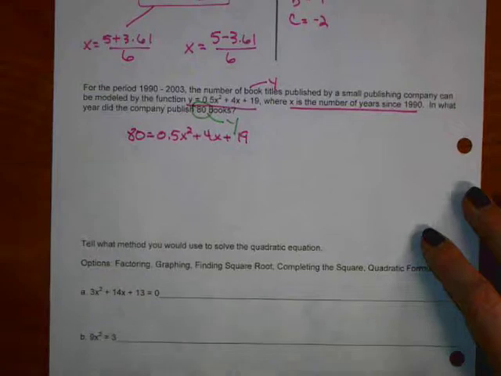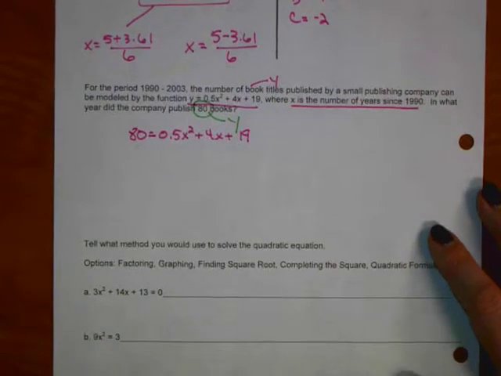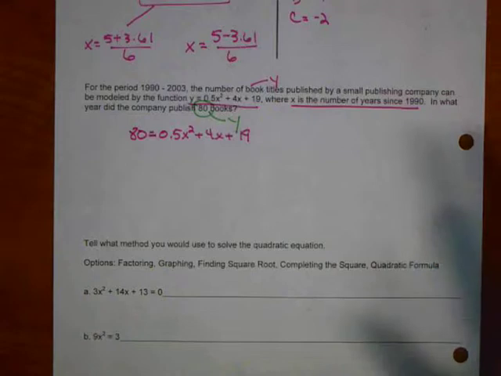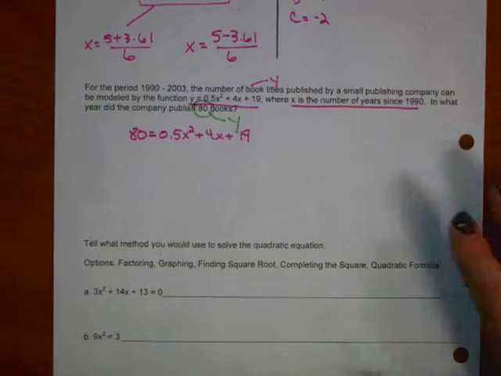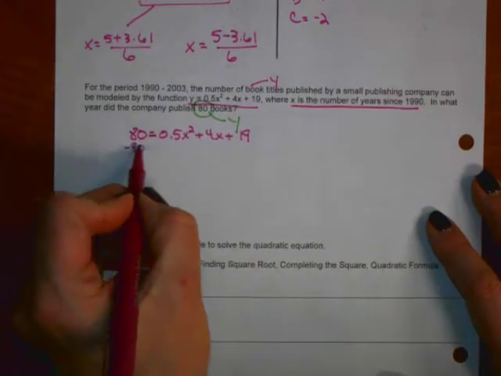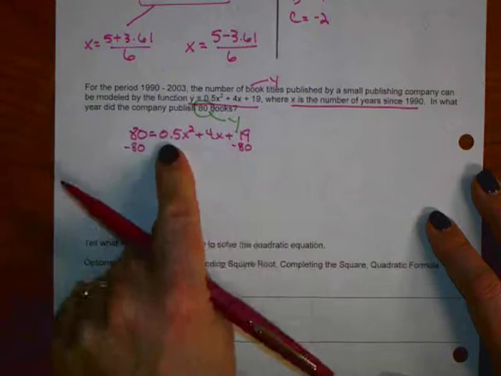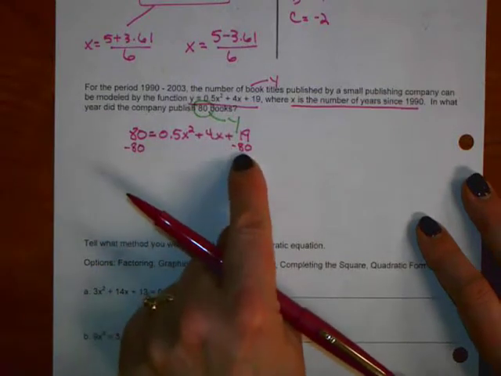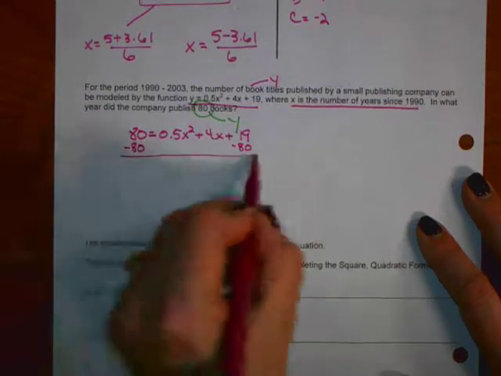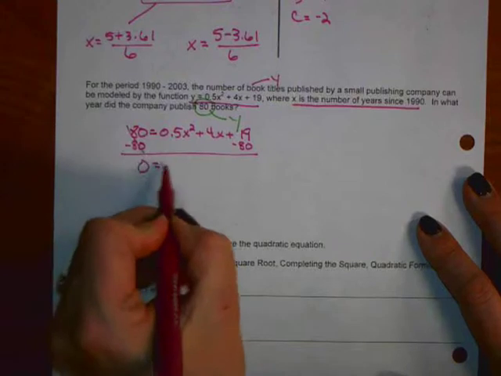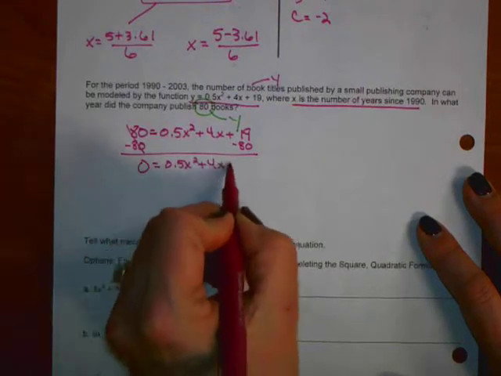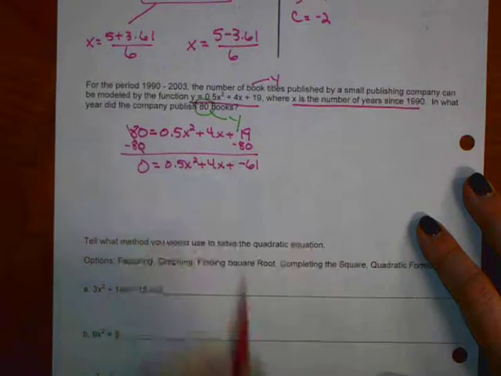And I'm going to use the quadratic equation to solve this. Before I do, though, it has to be set equal to what? 0. It's got to be always set equal to 0 before you can use a quadratic equation. So you subtract 80 from both sides. Now, you can't subtract it from that, you can't subtract it from that, but you can from that. So this is 0 equals 0.5x squared plus 4x plus a negative 61.